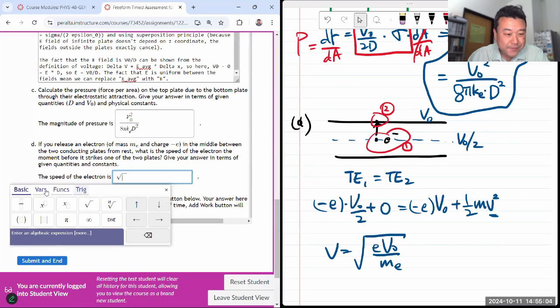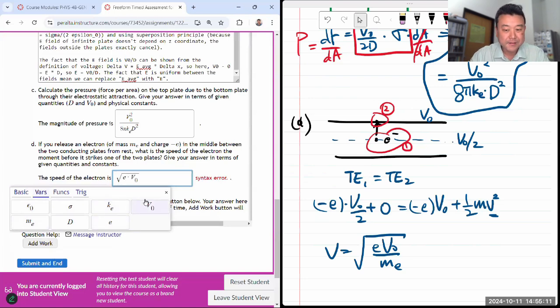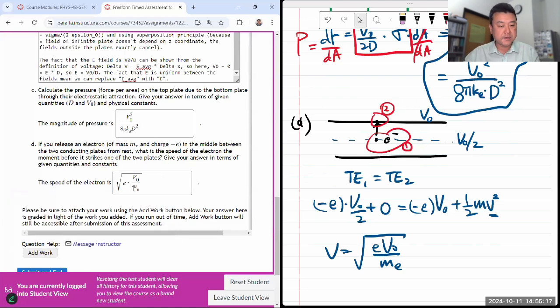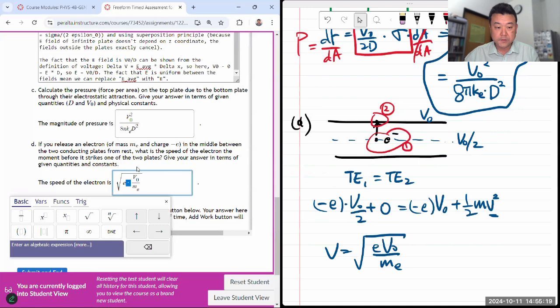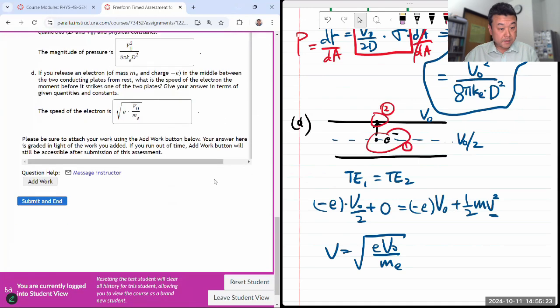So, the square root of E, for the elementary charge, times V naught, divided by m_e. And by the way, my open method understands implied multiplication, so if you didn't have this, it'll understand it fine. So I think that's it.